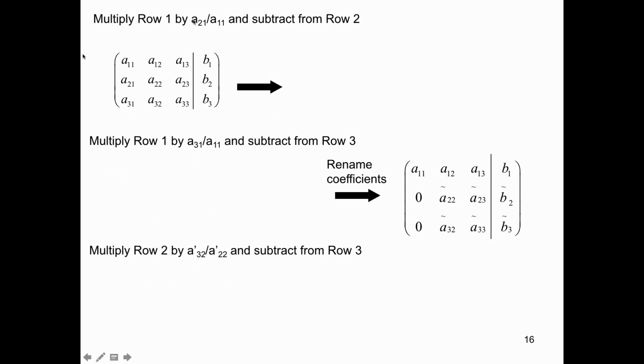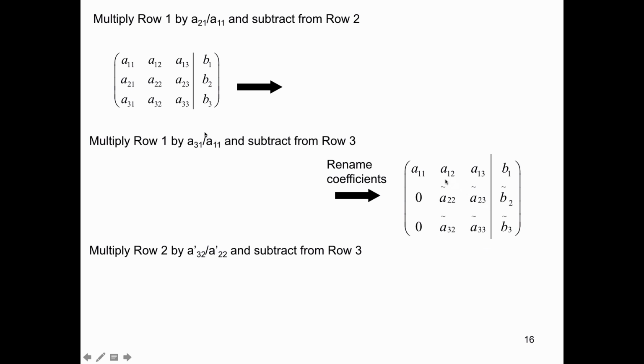We multiply row 1 by A21 over A11 and subtract from row 2, or the other way around. I can either do this row minus that coefficient times the first one, or that same thing just multiplied by -1, it doesn't really matter, as long as I'm doing it consistently and programming it consistently. And then I multiply row 1 by A31 over A11 and subtract from row 3. That way I zero out these two, and these are my new elements that have changed in the process.